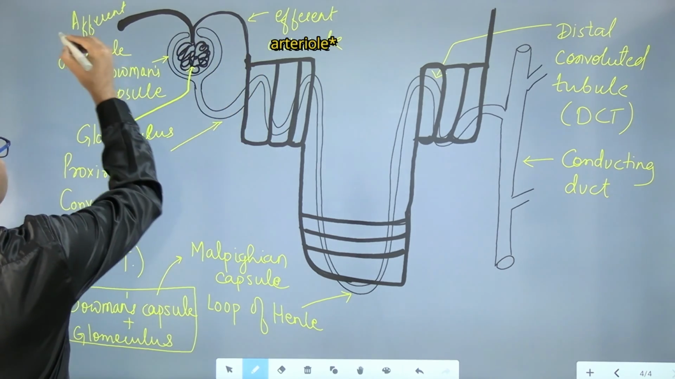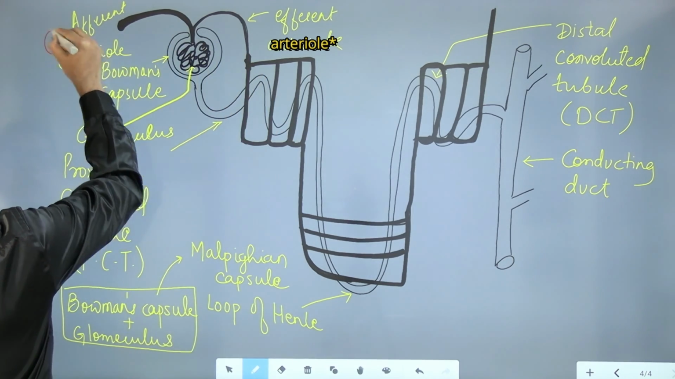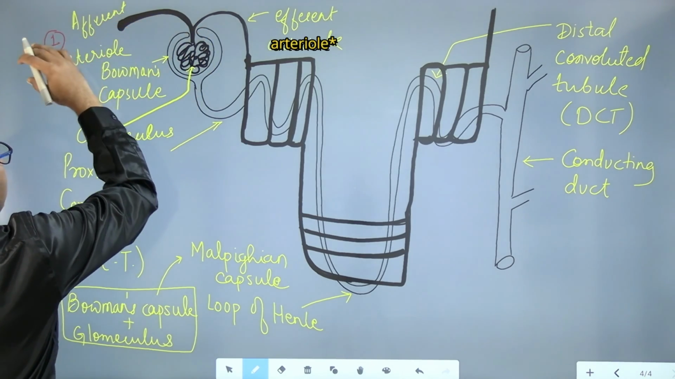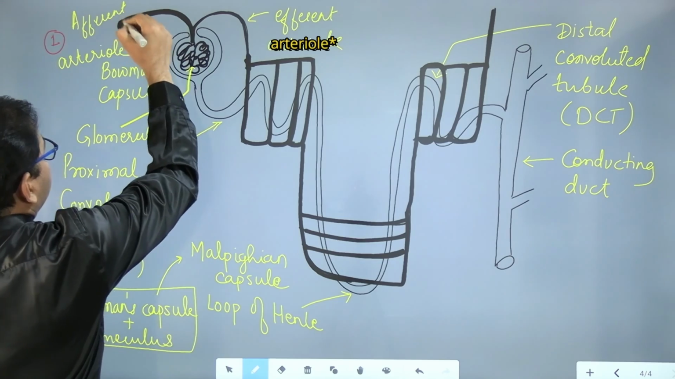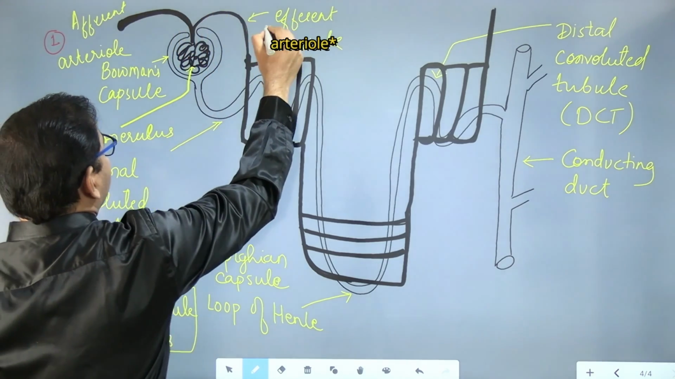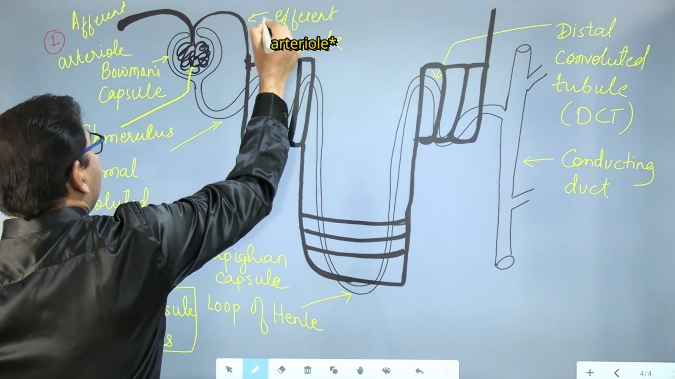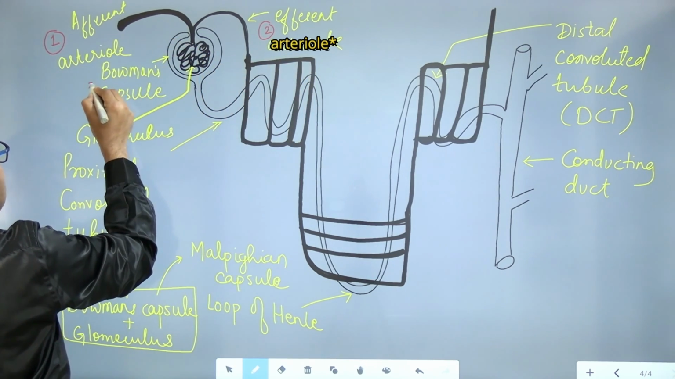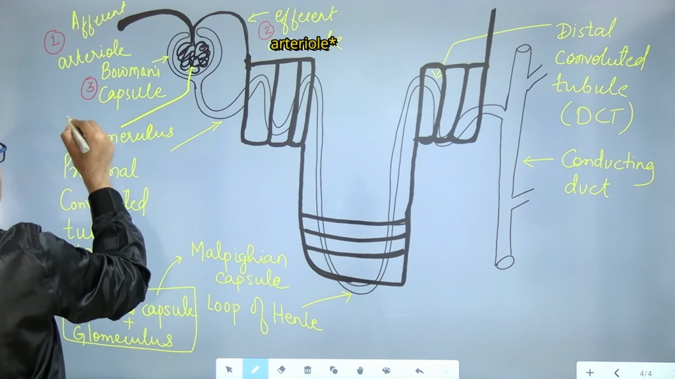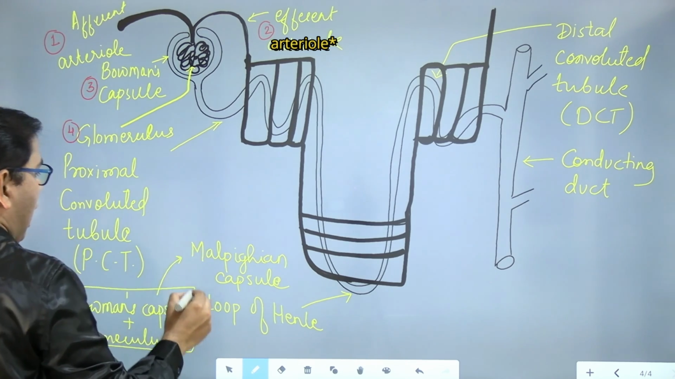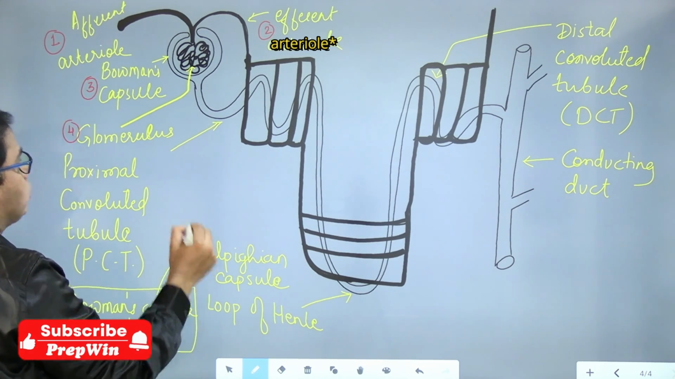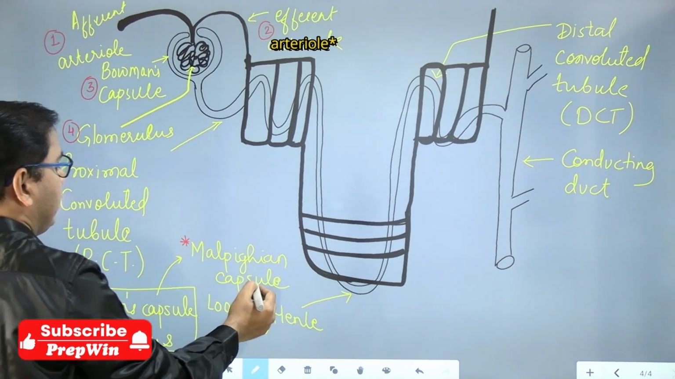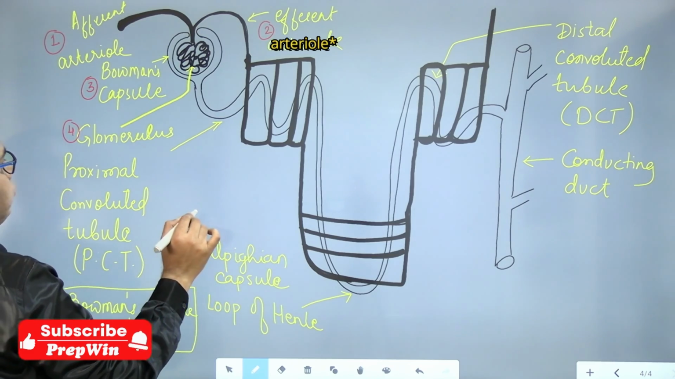So just to revise, we can say that part number 1, this capillary, is the afferent arteriole, okay, and it is bigger in diameter, and the one which goes out is the efferent arteriole. And Bowman's capsule is our third part and glomerulus is our fourth part, and both the parts together, Bowman's capsule and glomerulus, are called the Malpighian body or the Malpighian capsule.